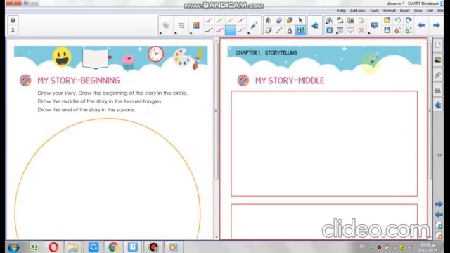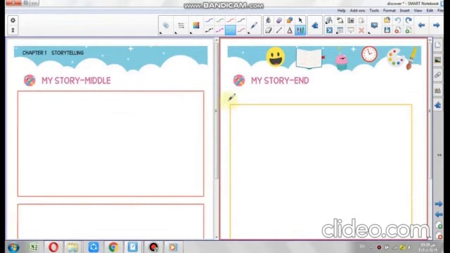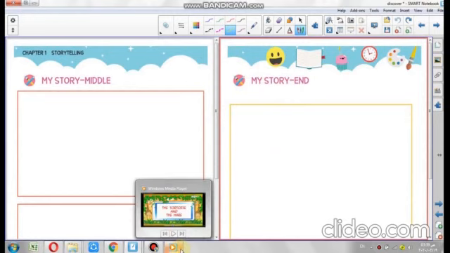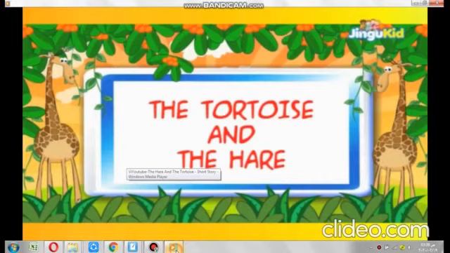The next page is my story beginning. Beginning must have two things: character and setting. I can draw character and setting in this circle. The next one is the middle of the story, and then the end of this story. The last page is my story end. My story ends with what? So we listen to a story that can help us make our story.